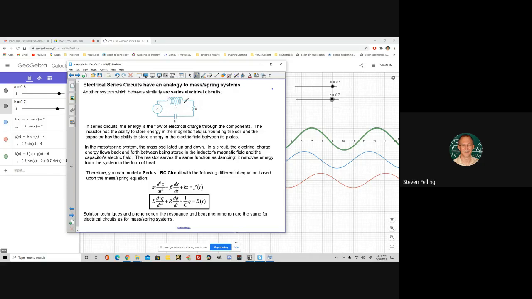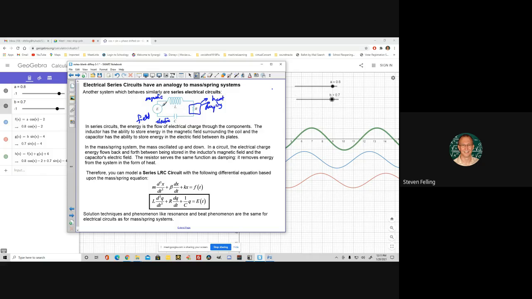So what's happening is the resistor has the same effect as damping. What this does is it just removes some of the energy to heat. That's what a resistor does. But coils or inductors, they can store energy in a magnetic field. And capacitors can store energy in an electric field, right?